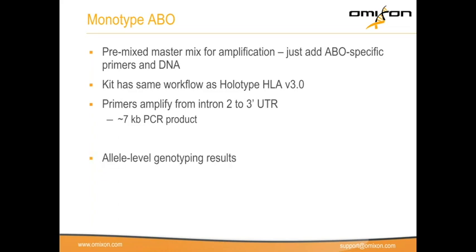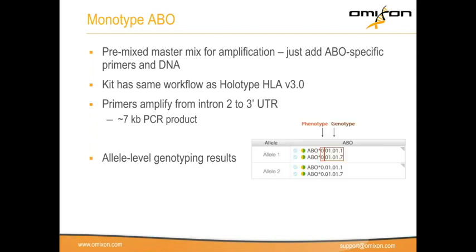And it does offer allele level genotyping results. So as you can see in this picture, you get a result with the phenotype displayed at first and the allele level genotype following after that. One of the biggest advantages is the ability to combine the ABO and HLA libraries in the same run, which makes things easier and cost effective in the long run.